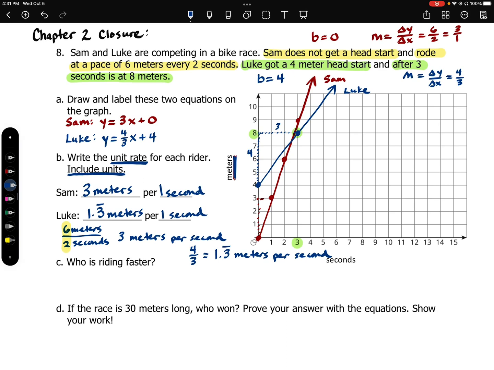Okay, so who's riding faster? As we look at that, who is riding faster? Well, Sam's rate is higher, right? 3 meters per second versus 1 1/3 meters per second. So we'd have to say Sam is riding faster.